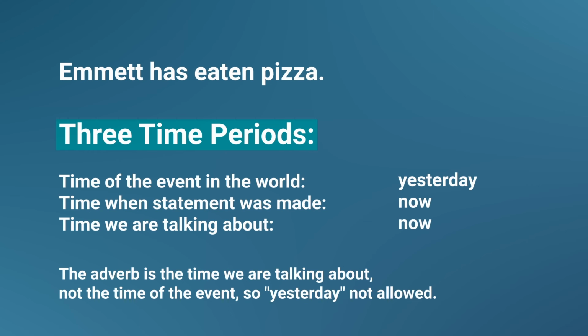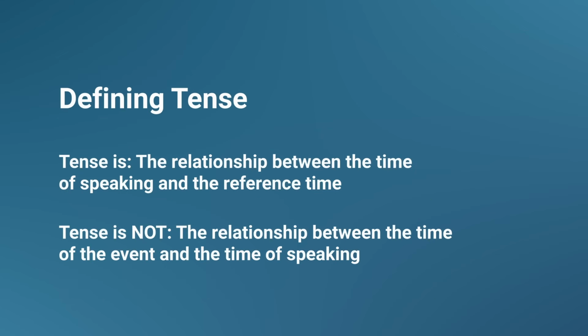In other words, the perfect "have" form in English necessarily refers to the present even when a past situation has occurred. This gives us the tools to define tense. It is the relationship between the time of speaking and the reference time, and not the relationship between the time of speaking and the time of the eventuality.